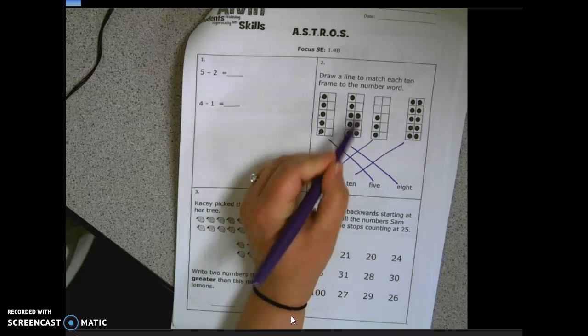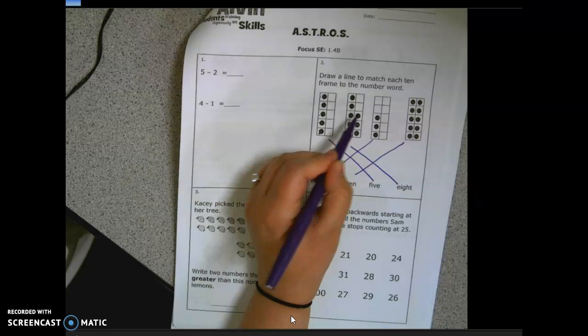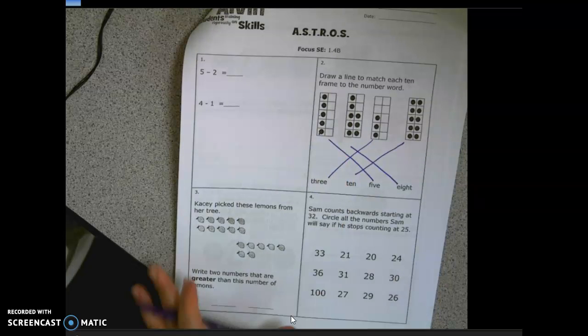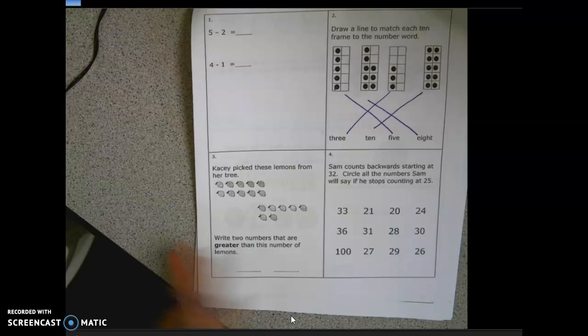You may have seen this one a different way. You may have seen, oh, I have 2 blank ones, so I know that's 8. That's okay. You do not have to see it the way Miss Breed saw it.